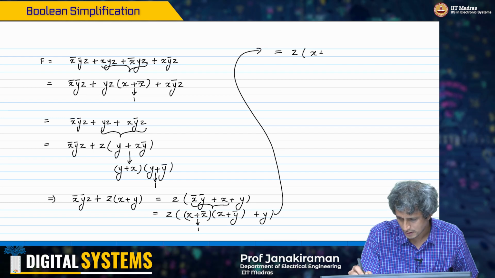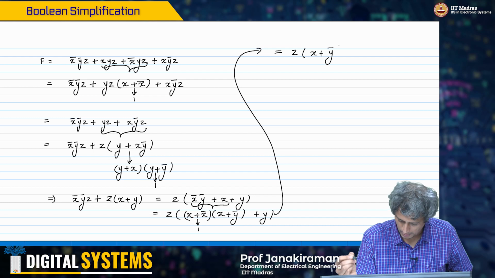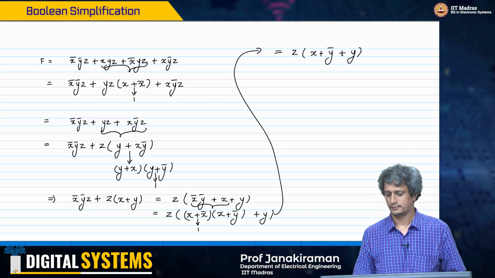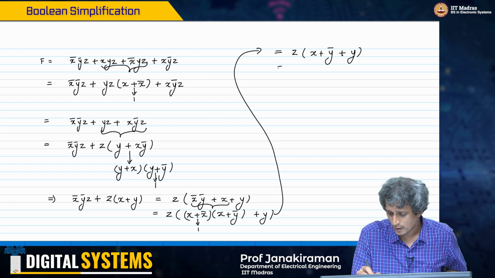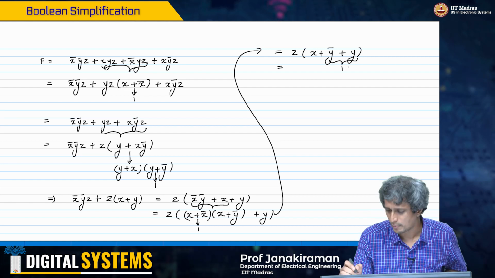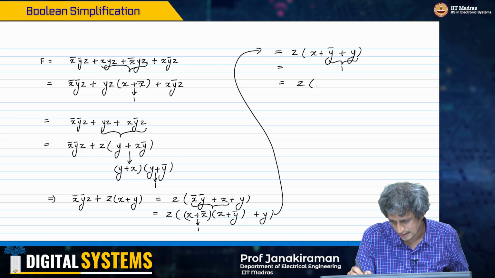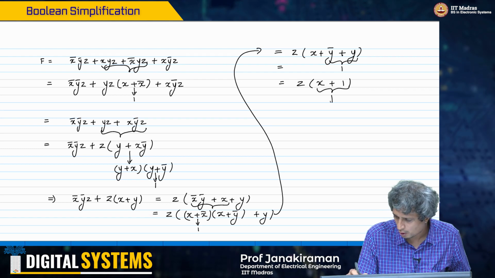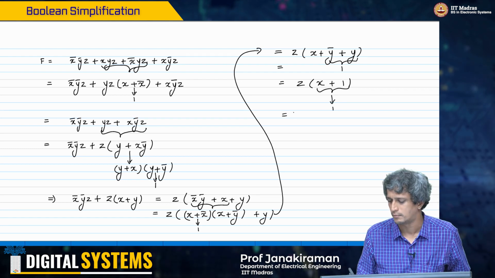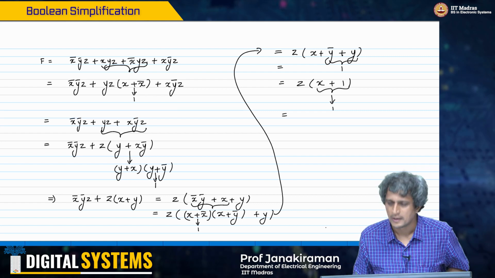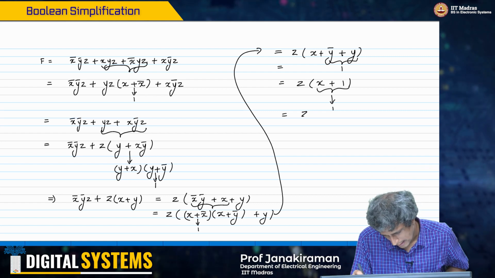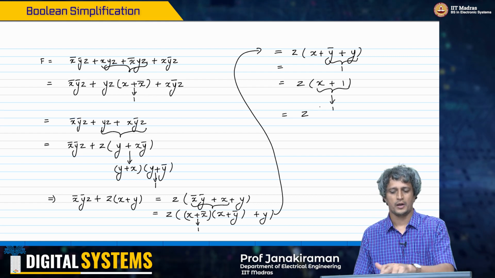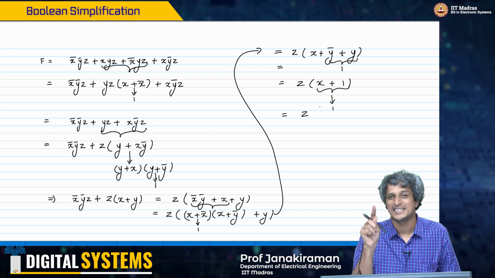It is x plus y bar plus y. Okay. We know y plus y bar is 1. Therefore, this is z into x or 1. We know that x ORed with 1 has to give you back a 1. And therefore, this Boolean function f reduces to the literal z.